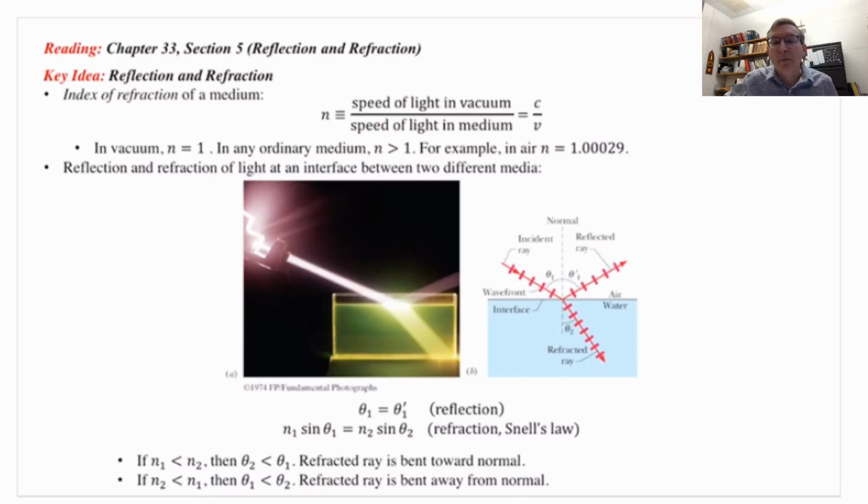Hello again. This is video lecture 33.2, and we're going to discuss in chapter 33 sections 5, 6, and 7. And we are transitioning here really fully to a discussion of what is called optics, the behavior of light. But remember, we know now that light is a phenomenon known as an electromagnetic wave.